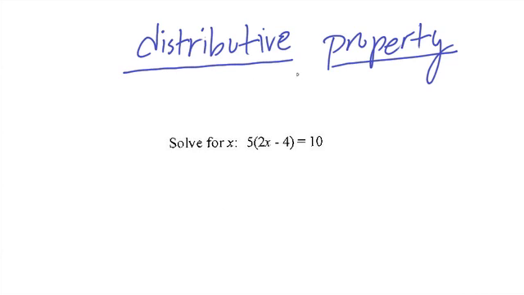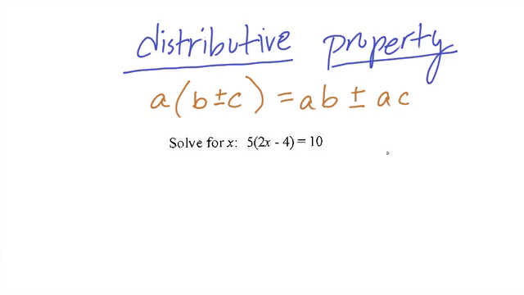So what does this property say? Well, the distributive property says that if you have a number, let's say a, and you're multiplying it by two other terms, b plus or minus c, so you're multiplying a by the sum or the difference of two terms, that's the same thing as multiplying a times b and then adding or subtracting, depending on what you have, a times c. It's a basic idea that we use all the time.